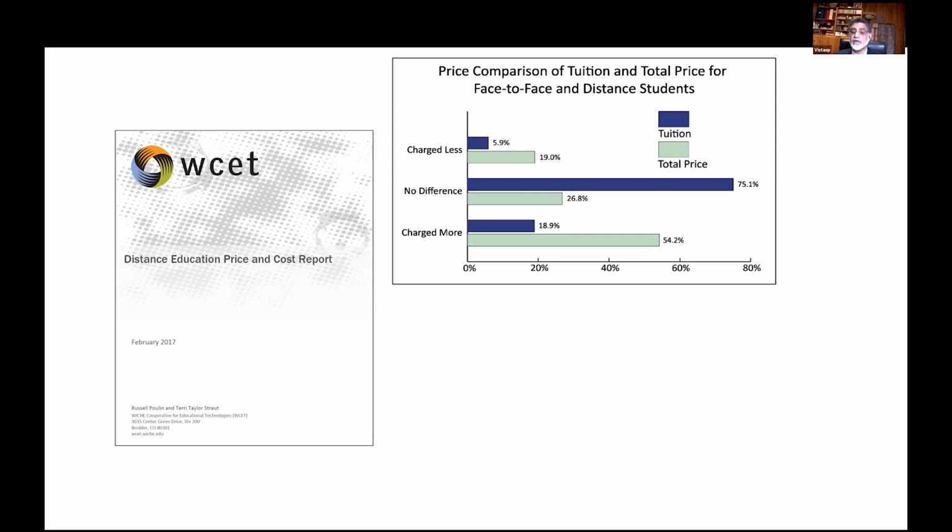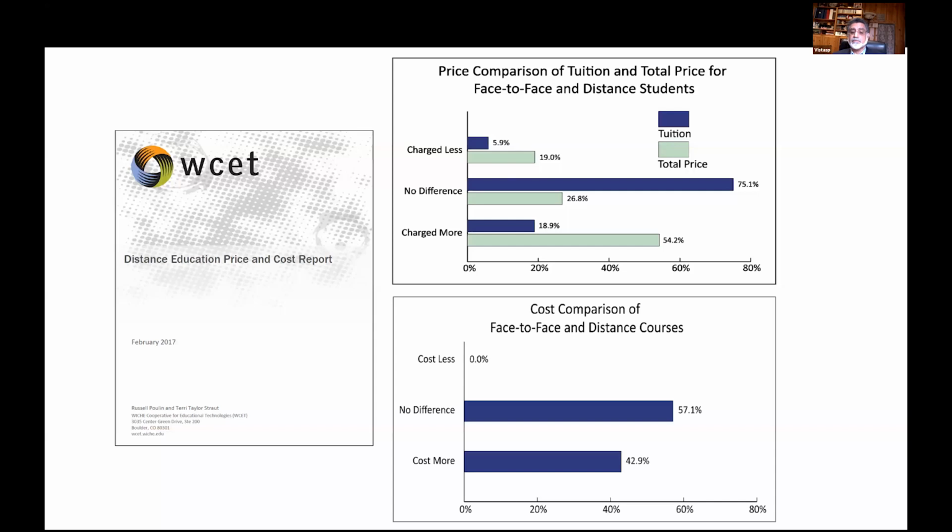And they actually found that in a majority of cases, you saw that the price and the total price did not change. So there was no difference between face-to-face and online. And in some cases, the tuition was actually slightly more, but the total price was about the same. Cost comparison of face-to-face and distance courses was about split, that in about 57%, there was no difference in cost.